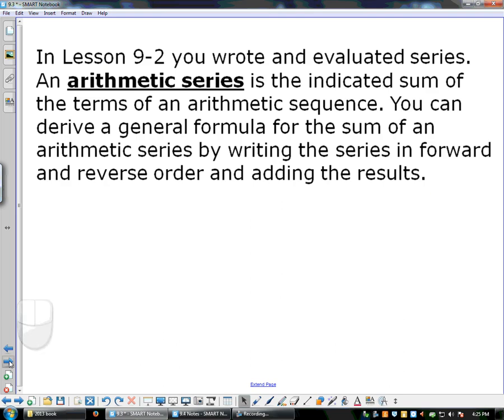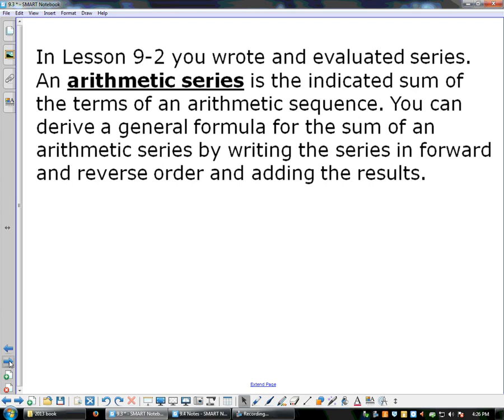So back in lesson 9.2, we wrote and evaluated series. An arithmetic series is the indicated sum of the terms of an arithmetic sequence. Again, it's the same idea, but instead of just listing the numbers in the pattern, you're going to add all of those terms together. You can derive a general formula for the sum of an arithmetic series by writing the series in forward and reverse order and adding the results.